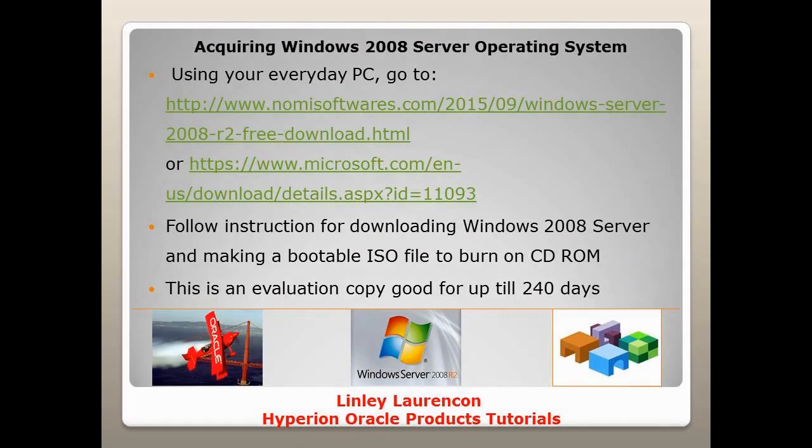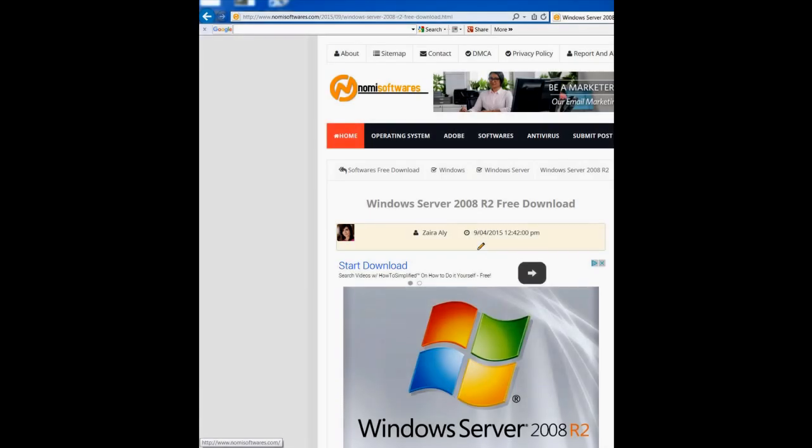Okay, everybody. To get a copy of Windows 2008, you're going to use your everyday PC. This is not the server that we went searching in the closet or in the garage. Using your everyday PC, you're going to get a copy of Windows using the link above. For example, I'm using an iMac right here to do this. That's my everyday PC. So you're going to go to Nomi Software, or you can go to Microsoft.com and get a copy of Windows 2008 server.